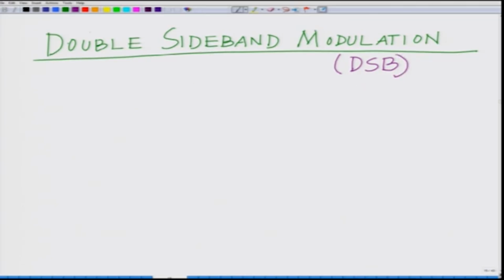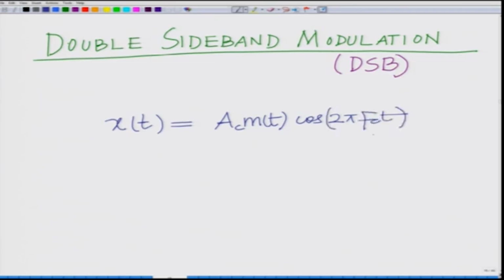In the double sideband modulation scheme, the modulated signal x(t) is described as follows: x(t) equals Ac m(t) cosine 2 pi fc t. Now, observe that in this amplitude modulated signal there is no pure carrier component, correct.